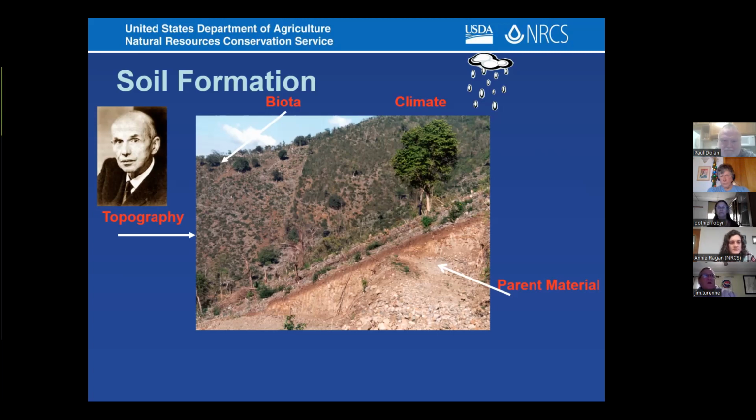Material is going to be eroding off the hills and deposited into the flat areas. Convex slopes tend to shed water. Concave slopes tend to attract water. So topography is a very important soil forming factor.